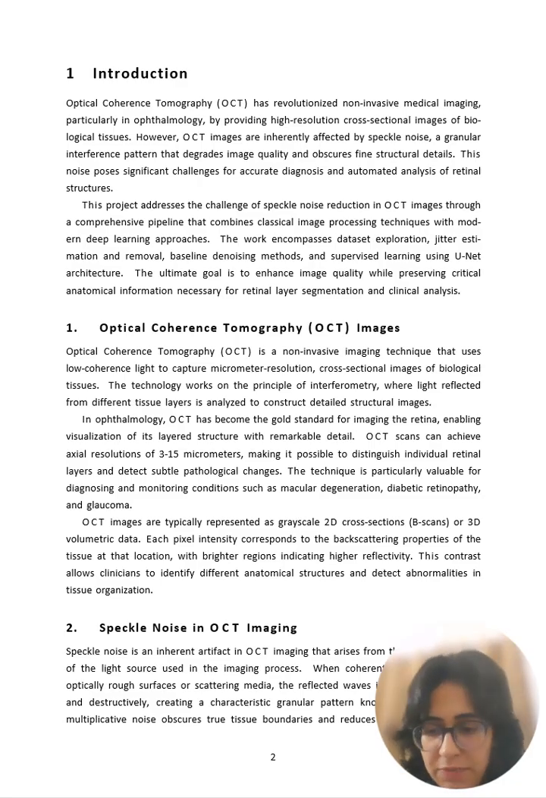So what does each pixel or every grid point express? Each pixel intensity corresponds to the backscattering properties of the tissue at that location. So the brighter regions indicate higher reflectivity and it allows clinicians to identify different anatomical structures and detect abnormalities.